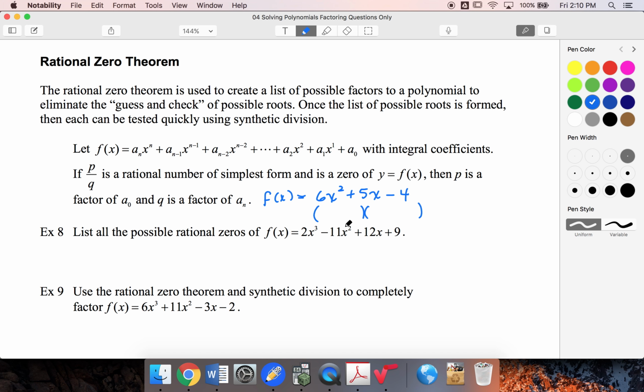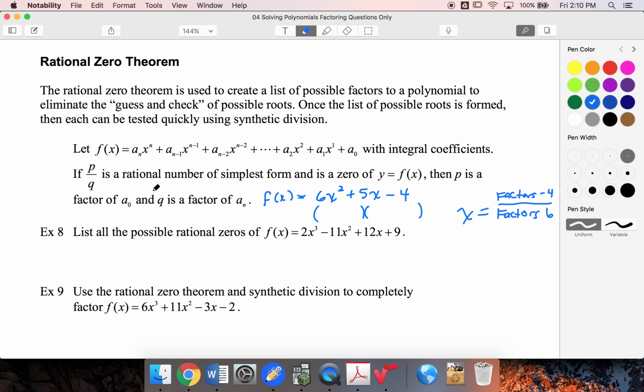So if I was going to say that those end up creating my zeros, well then that would tell me that my x value is going to be equal to this number divided by this number. Well, these numbers here were my factors of -4. So I would have factors of -4 divided by these numbers here, which are going to be my factors of 6. So that's what we've broken this down to here.